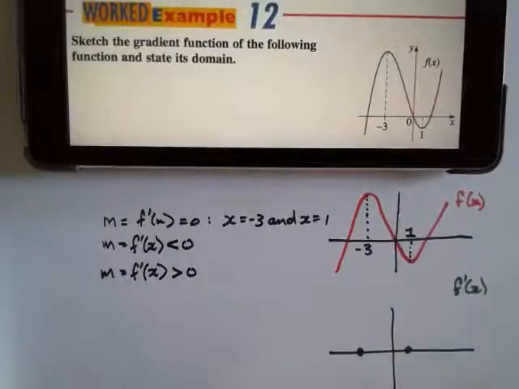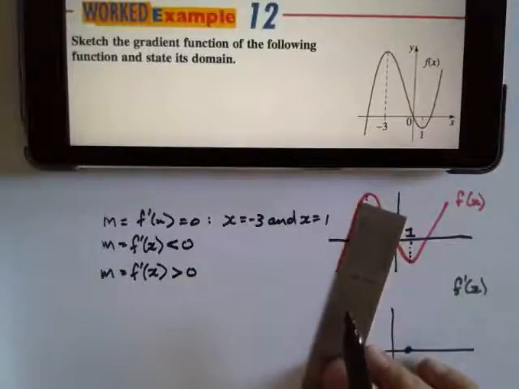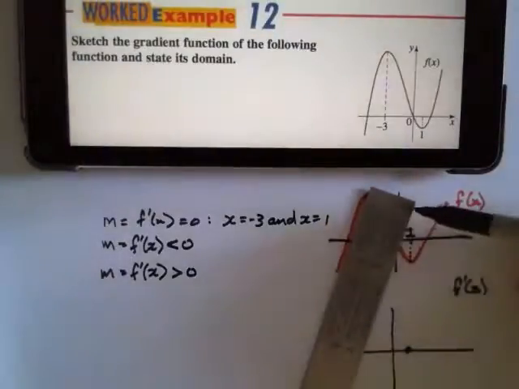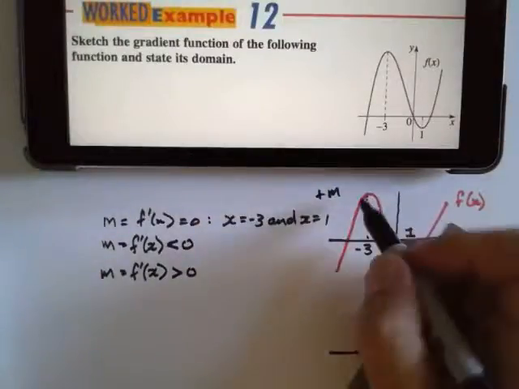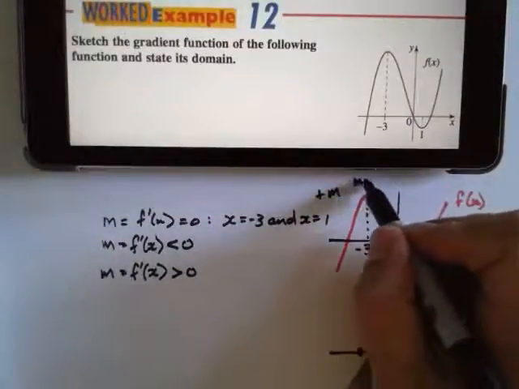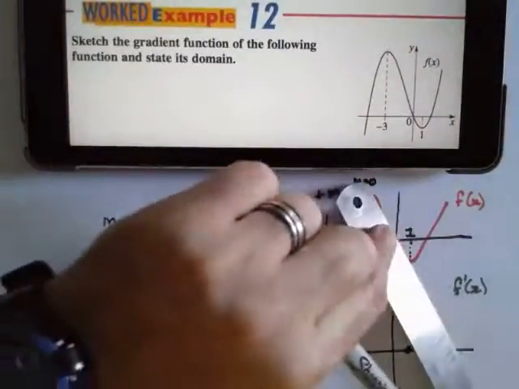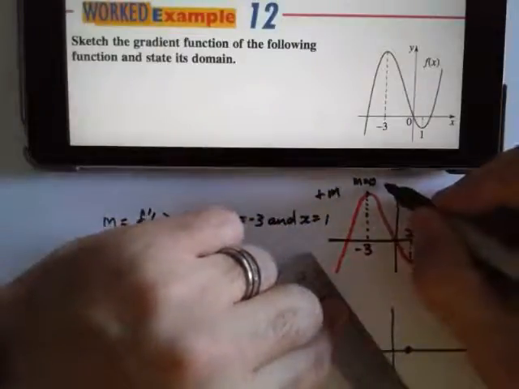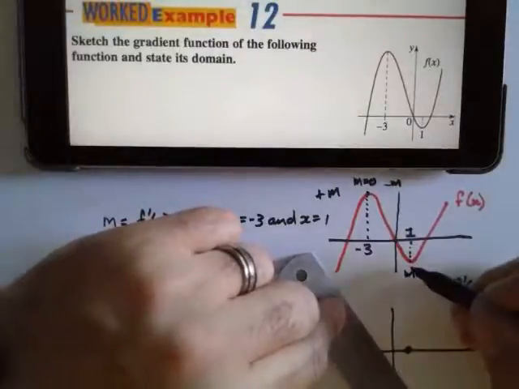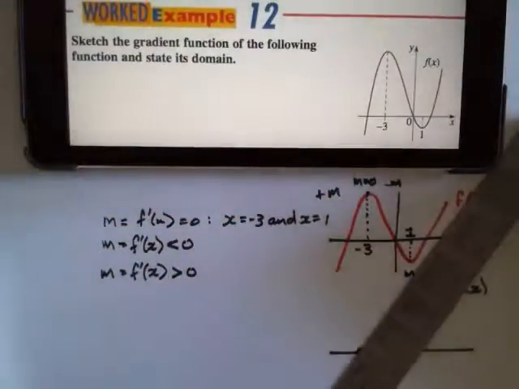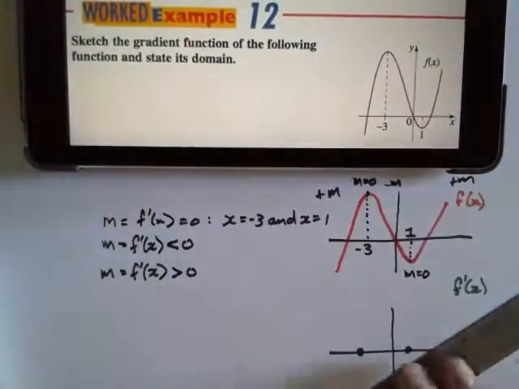But we're looking at the gradient. So if I look at the gradient of this line here, the gradient is going up from left to right. So here my gradient is positive. At that point, my gradient equals 0. After that point, my gradient is coming down, which means my gradient is negative. So this part is negative. My gradient is 0 here. And then going up again, my gradient is positive here. Positive gradient.